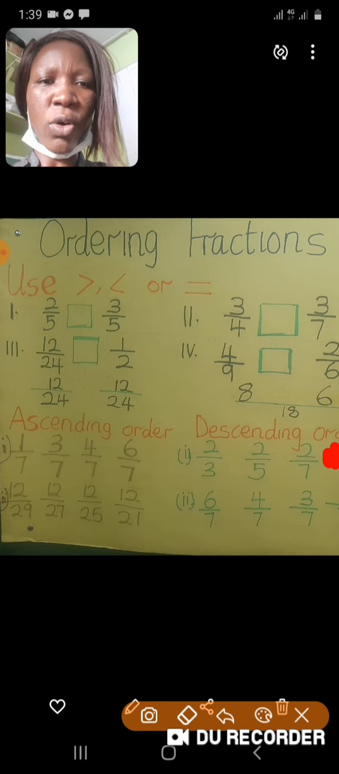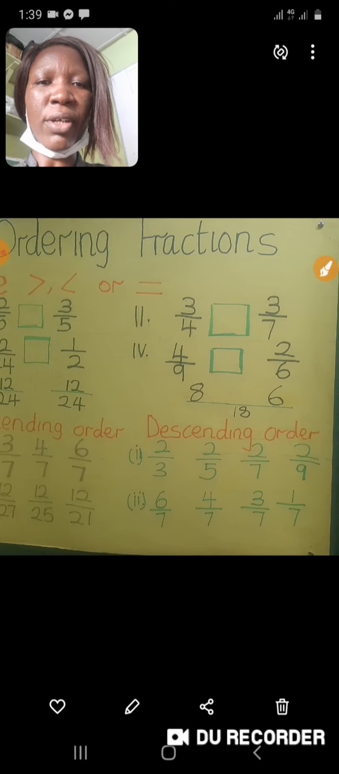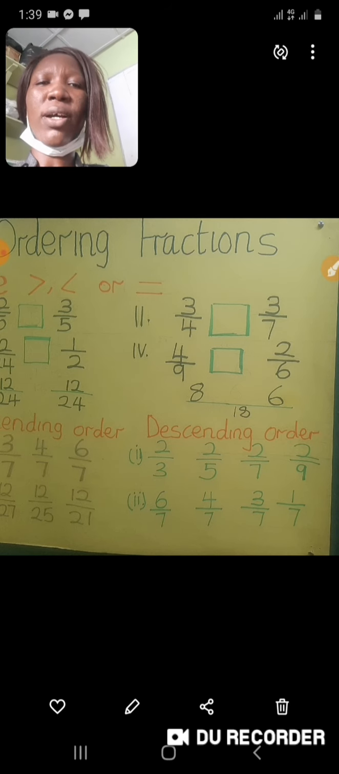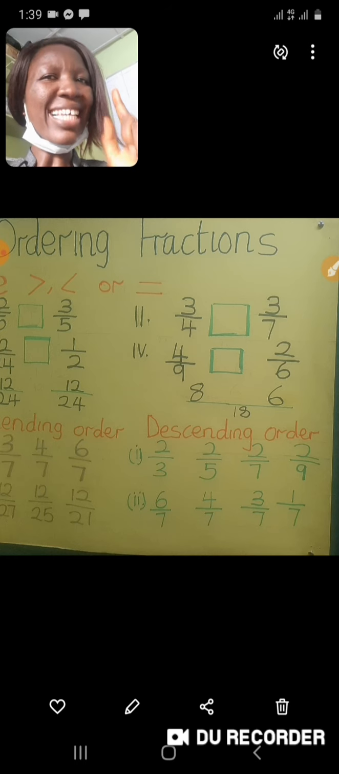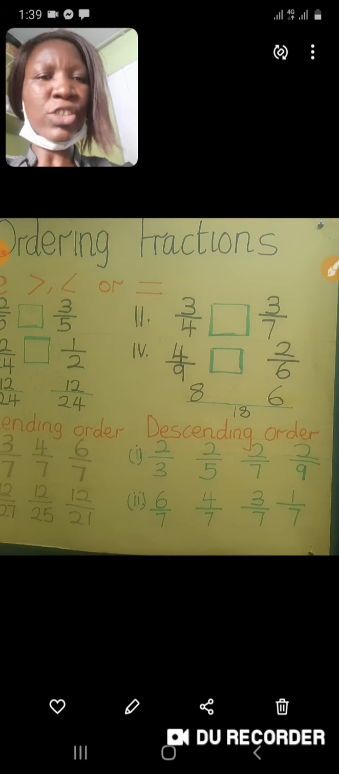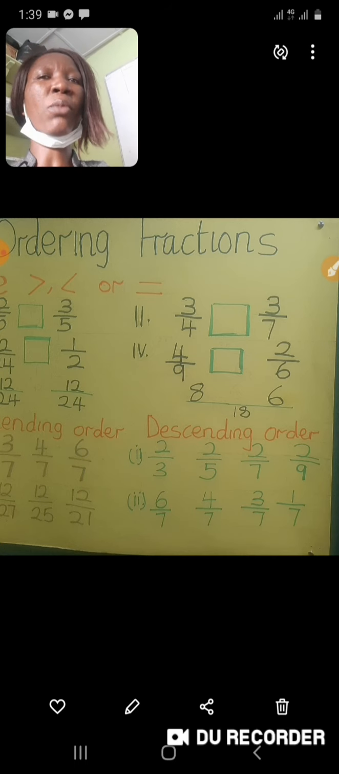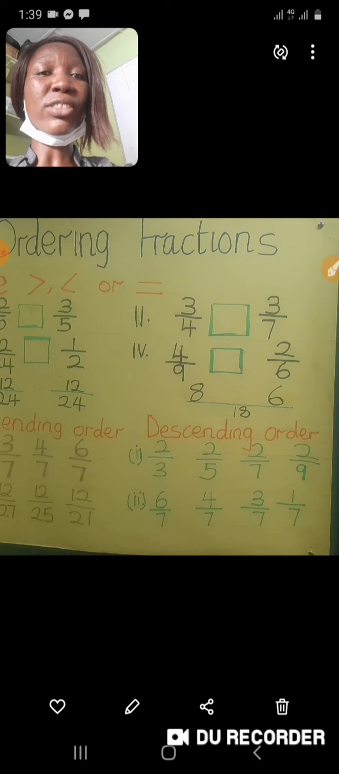So we have 2 out of 3, 2 out of 5, 2 out of 7, and 2 out of 9, right? So the bigger denominator is what? 9. Oh, don't be deceived. That is the smallest fraction, 2 out of 9. And then we have what? 3 being the smallest denominator, and that is the biggest fraction in that set of fractions.